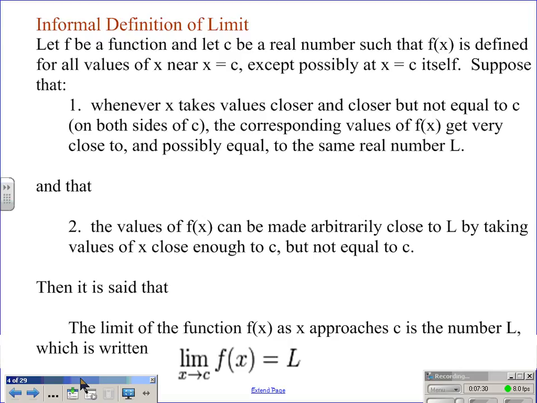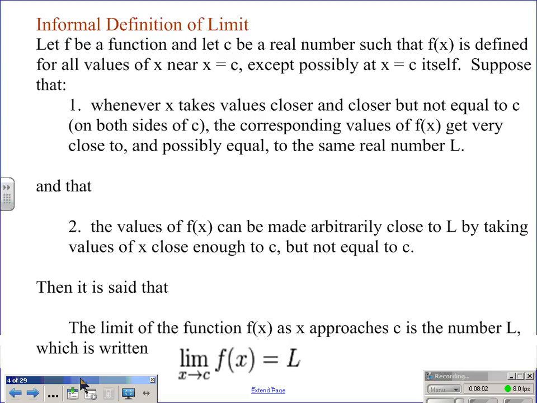So here's the informal definition of a limit. If f is a function and c is a real number, such that f of x is defined for all values of x near x equals c, except for possibly at c, which is like the example that we just did, where it was not defined at x equals 2. Suppose that, first of all, whenever x takes a value that's closer but not equal to c, on both sides of that, the corresponding values of f of x are getting very close to and possibly equal to the same real number. And in the last example we did, that's what was happening.